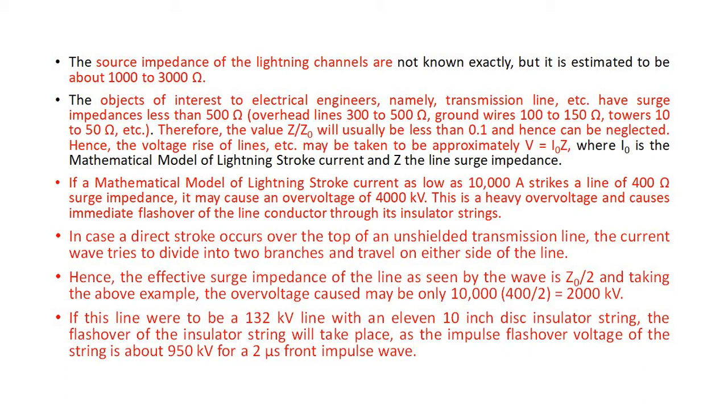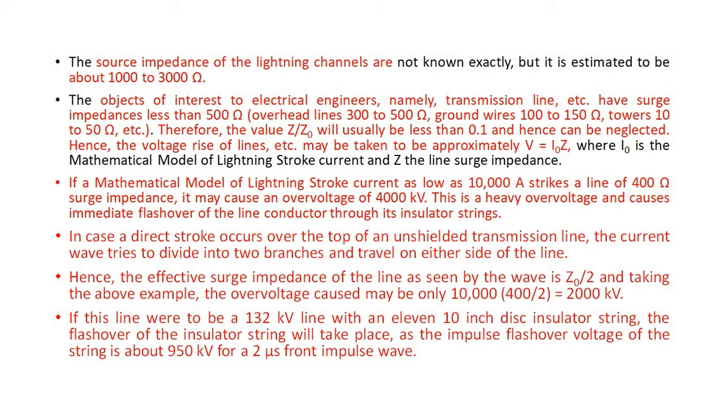If a lightning stroke current as low as 10,000 amps strikes a line of 400 ohm surge impedance, it may cause an overvoltage of 4000 kV. This is a heavy overvoltage and causes immediate flashover of the line conductor through its insulator string. In case a direct stroke occurs over the top of the unshielded transmission line.